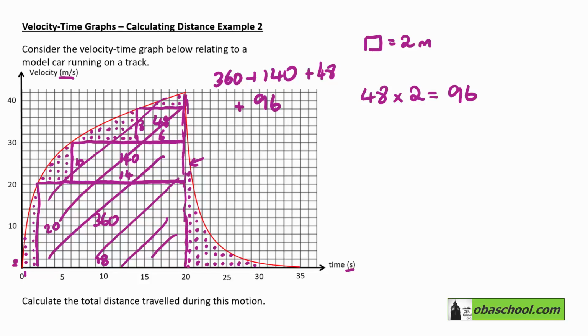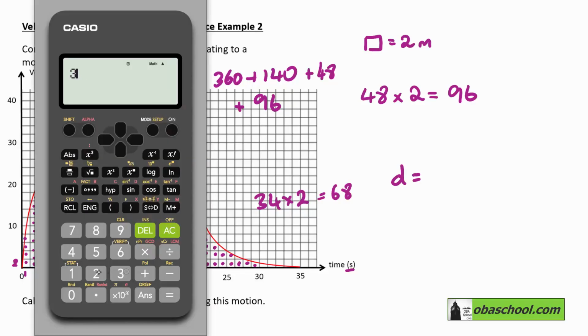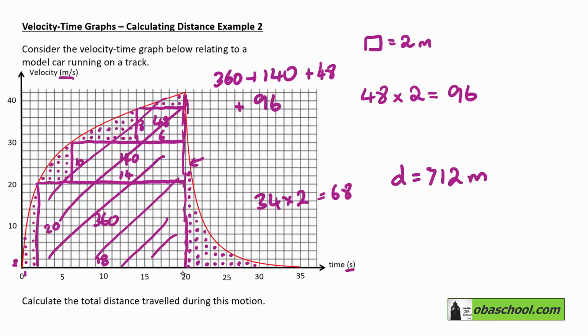So that's 1, 2, 3, and so on up to 34. So 34 times 2 is 68. So our total distance is going to be the sum of all of those. So we've got 360, add 140, add 48, add 96, add 68. And we'll give that as 712 meters.